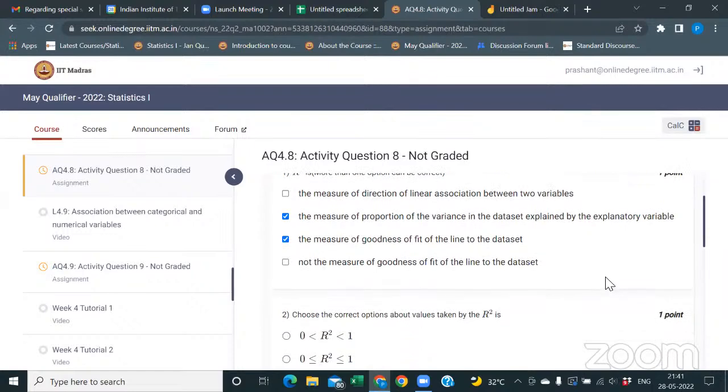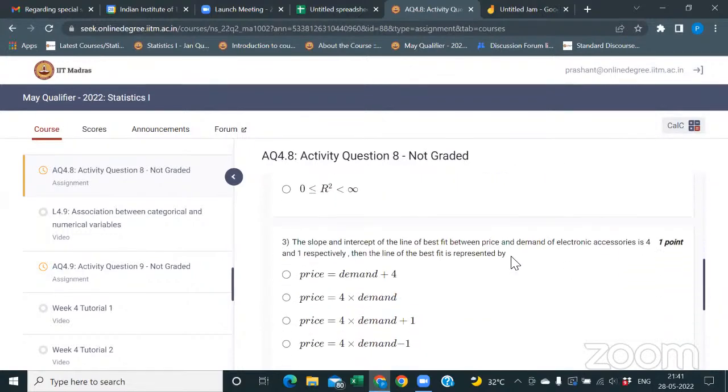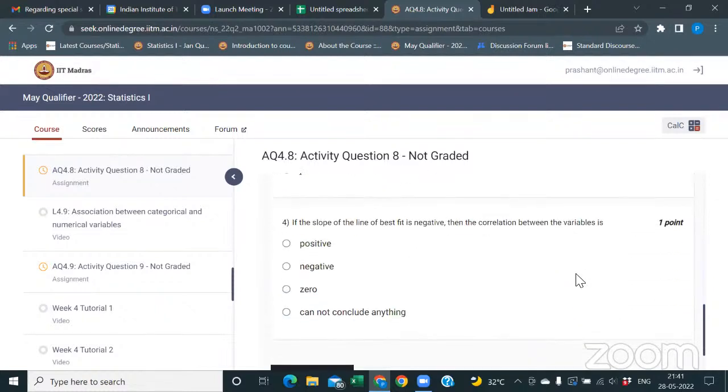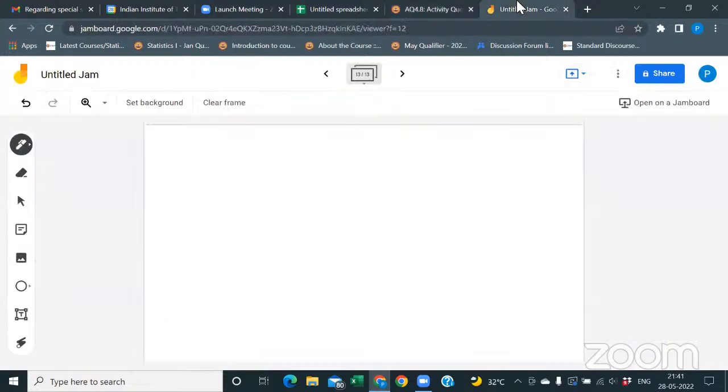And the third one and fourth one. The third one is about the slope and intercept of the line of best fit between price and demand, which is y equal to mx plus c. And if the slope of the line of best fit is negative, then the correlation between variables is what? Slope of the line of best fit is negative means correlation is negative.